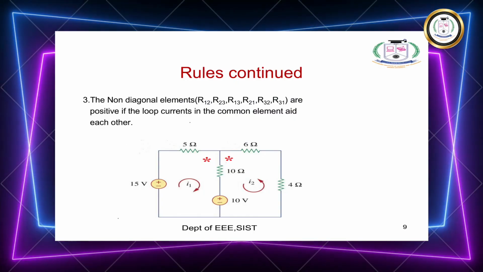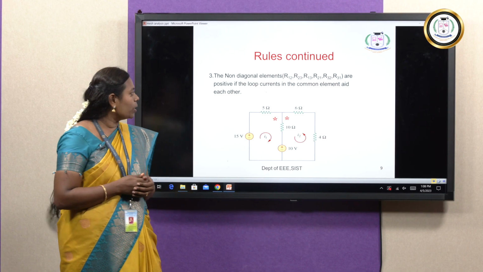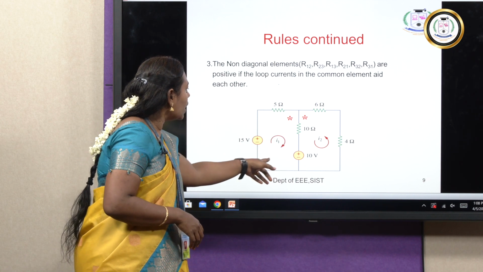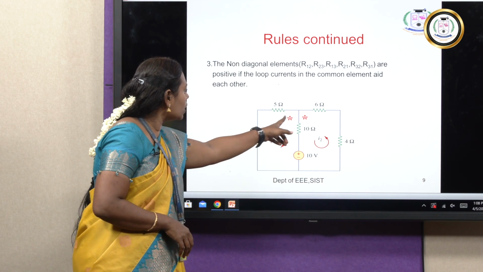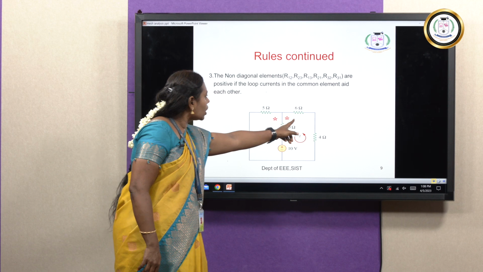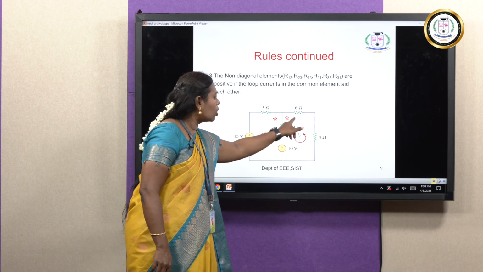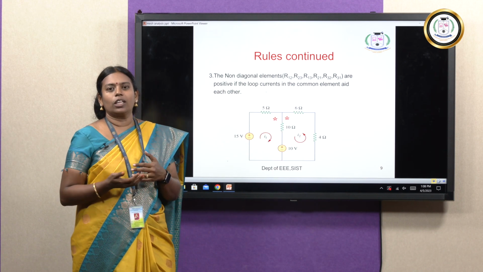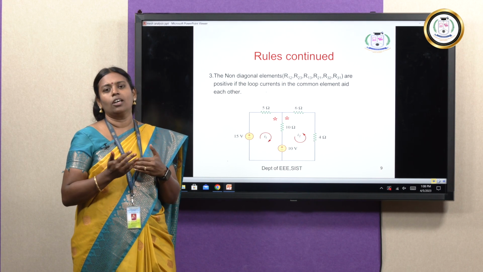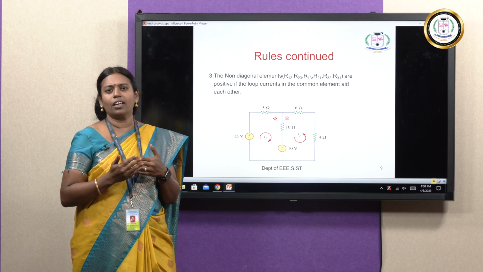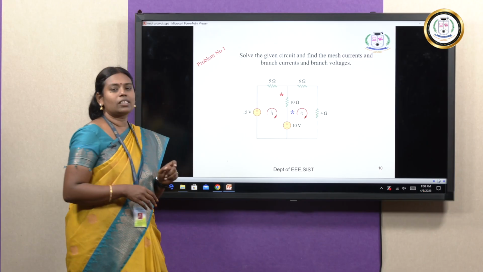So we can see rule 3. Rule 3 is that the non-diagonal elements are positive. When the non-diagonal elements will be positive, see the circuit. In the first loop, we have assumed the current as I1, and it is flowing in the clockwise direction. For the second loop, we assume the current as I2. This I2 current is flowing in the anti-clockwise direction. That means I1 is flowing in the clockwise direction and I2 is flowing in the anti-clockwise direction. That means the two directions of current are differing. So whenever the two directions of currents are differing, you have to keep your non-diagonal elements as positive according to this circuit. So let us see an example.